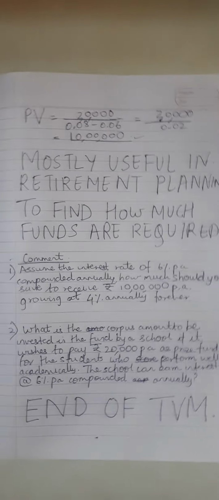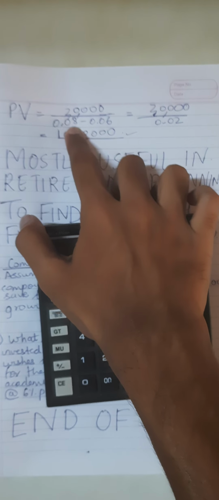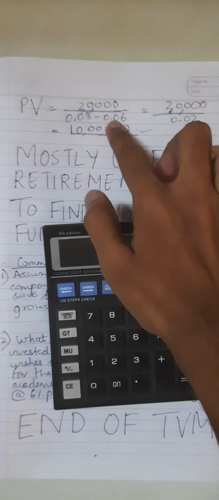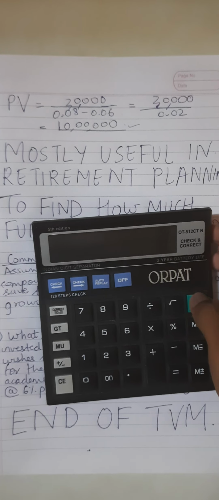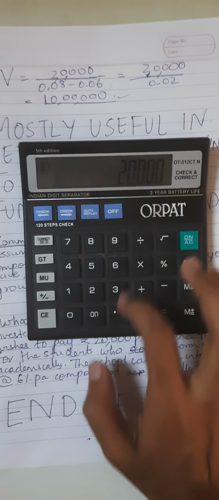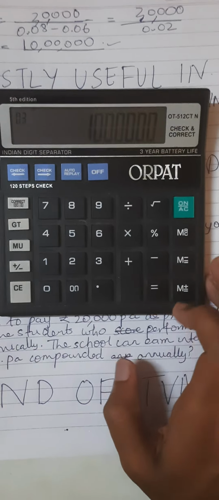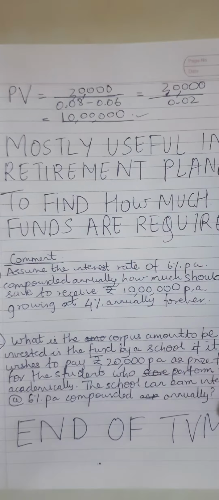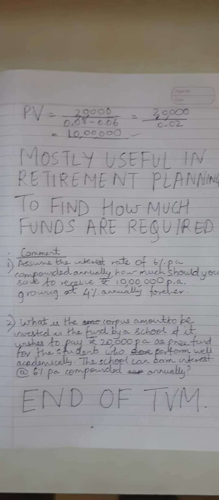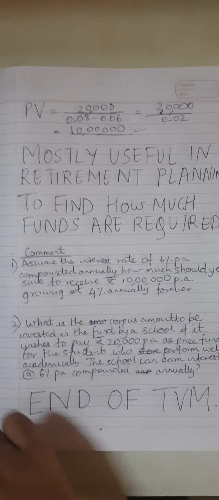So we take the annual cash flow as 20,000, and this is the interest rate that the investment will generate, and this is the growth rate. So I minus G, so that becomes 20,000 divided by 0.02, and the answer is 10 lakhs. So it requires 10 lakhs, and this is very practical. It is useful in retirement planning to find how much corpus or how much funds are required for retirement.